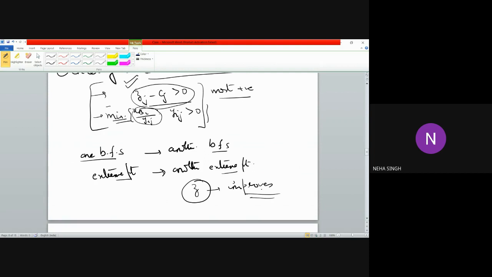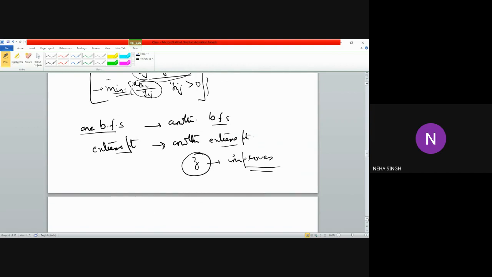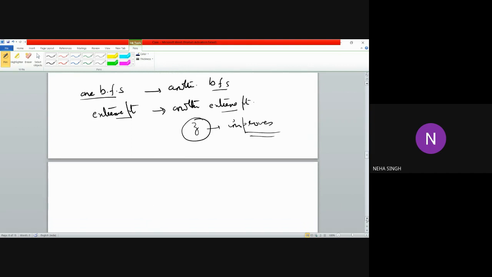Now what is left to prove is, when do we conclude that the given solution is an optimal solution? Or in a way, when do we conclude that the value of Z cannot be improved further? So that is the third thing that we need to prove, which we call the optimality criteria. Okay, so now this is left to prove.